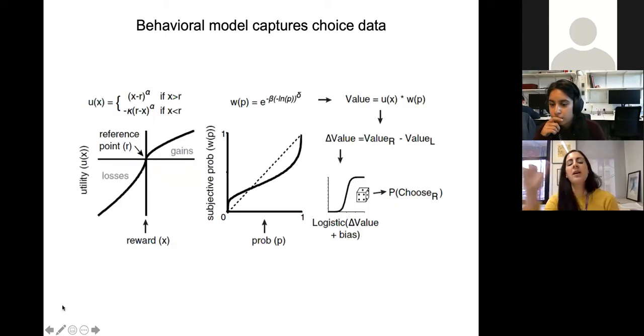Okay, so I apologize for the equation. If you're not into it, I just added this at the last minute and I'm not sure if it's effective or not. But if there's any aficionados in the audience, we basically used a fairly simple behavioral model where we assumed that the value of each offer was the product of the subjective utility and the subjective probability of the gamble on that side, where this weird function parameterizes the probability weighting function and the utility function is the reward to some power alpha. And then the difference in the value on the right and the left side is the argument to the logistic function, and that's how we get a choice probability.